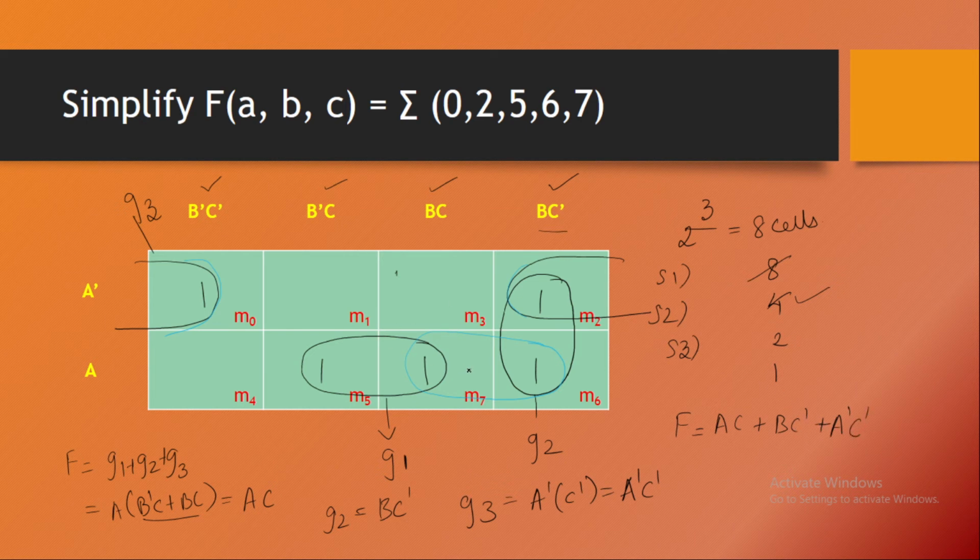So if someone might have taken M7 and M6 as a group and M2 and M0 as a group and M5 and M7 as a group, then they might get a different answer. But the outcome of all these solutions are always same.